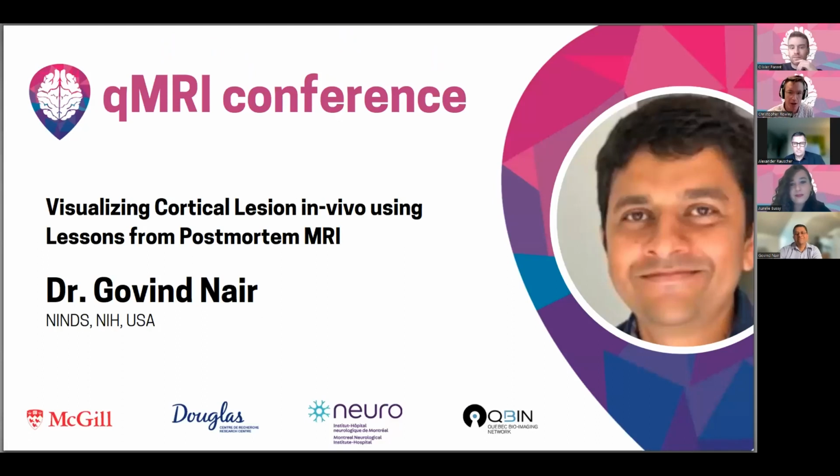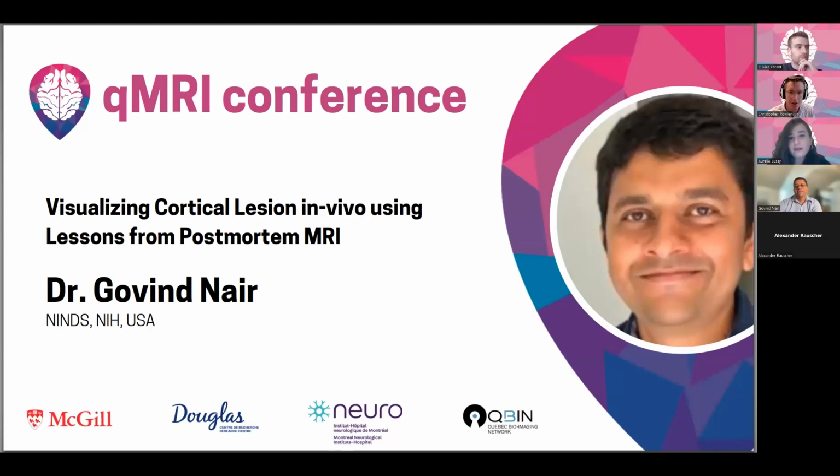We have Dr. Govind Nair. Dr. Nair earned his Ph.D. in biomedical engineering and medical physics from Worcester Polytechnic Institute and University of Massachusetts, where he developed MRI techniques for the retina and imaging markers on models of retinal degeneration in rodents. During his postdoctoral fellowship, he worked on developing specialized MRI techniques and markers of disease progression in patients affected by ALS. Currently, he is a staff scientist and director for Quantitative Core Facility at NINDS. Today, he will be speaking about visualizing cortical lesions in vivo using lessons from postmortem MRI.